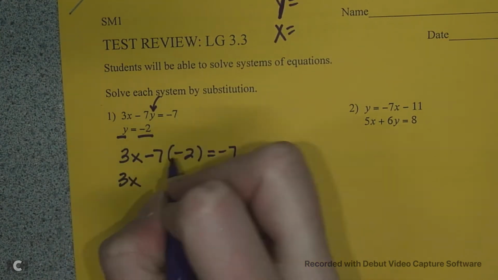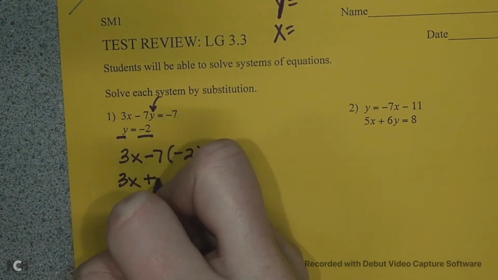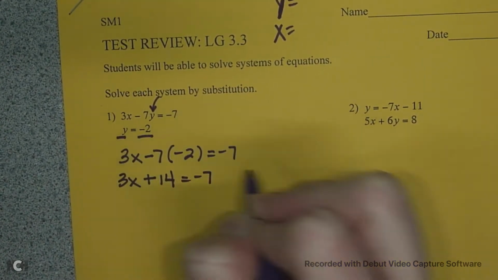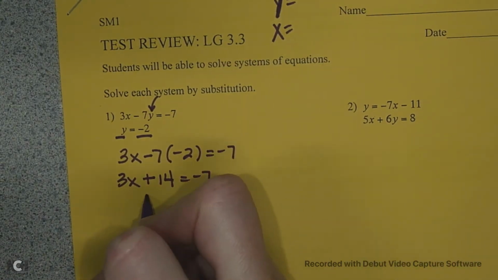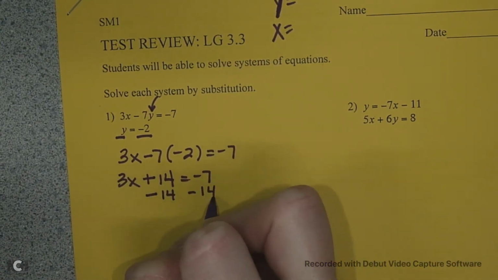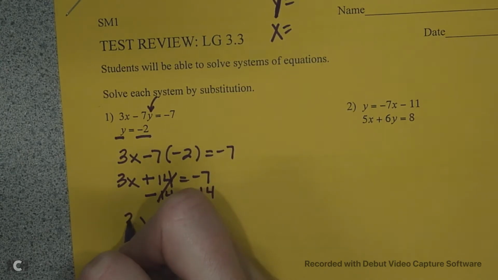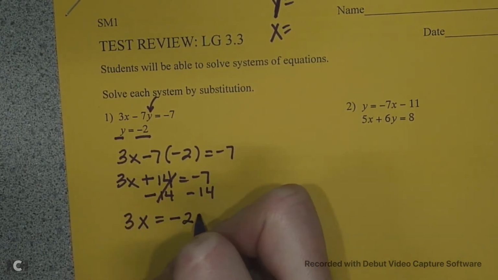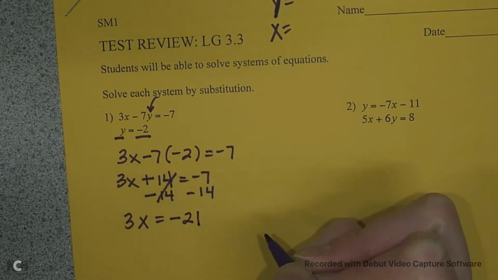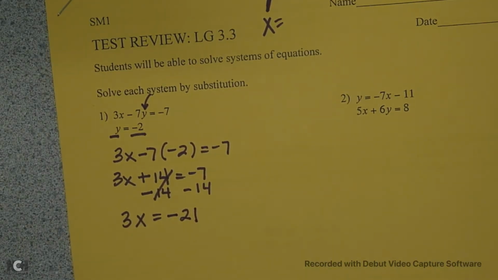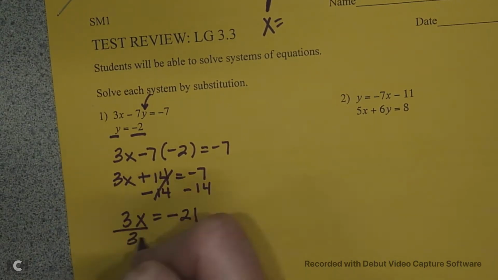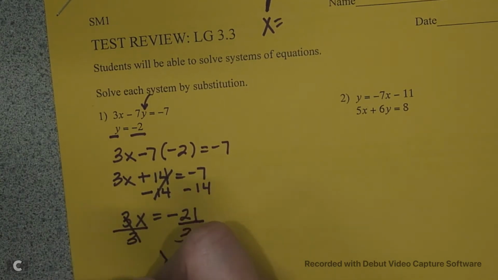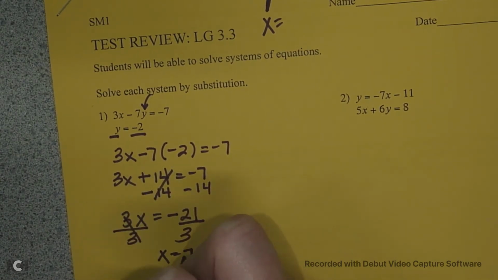So we have 3x, now these guys get multiplied, so we get 14 equals -7. Keep solving for x, minus 14 on each side, and 3x equals -21. Okay, so now we are going to solve for x, so we're going to divide each side by 3, and x is equal to -7.